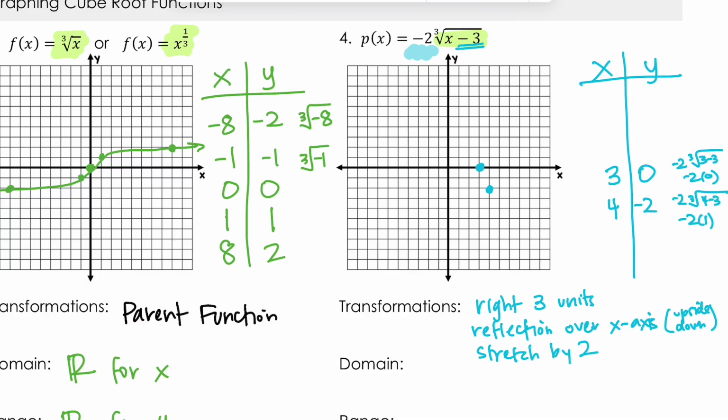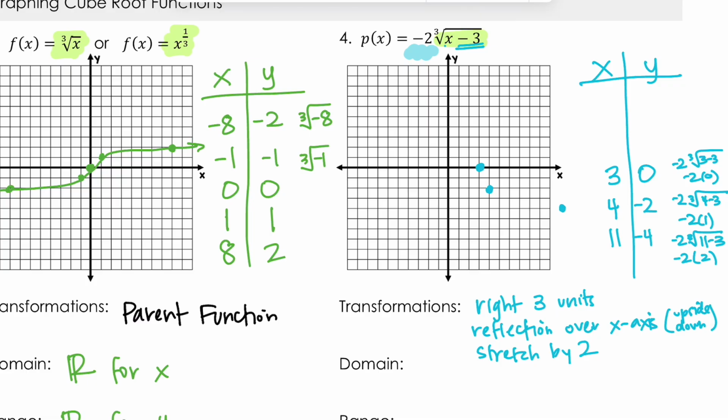So what do I need to plug into the green highlighter to get 8? Well, if x is 11, I know that's slightly off our graph, but just to see it, if x is 11, then 11 minus 3 is going to give us 8. So -2, and I have the cube root of 11 minus 3. 11 minus 3 is 8. The cube root of 8 is 2. So I have -2 times 2, which is -4. So over here at 11, I'm going to have -4. So kind of right off the graph there.